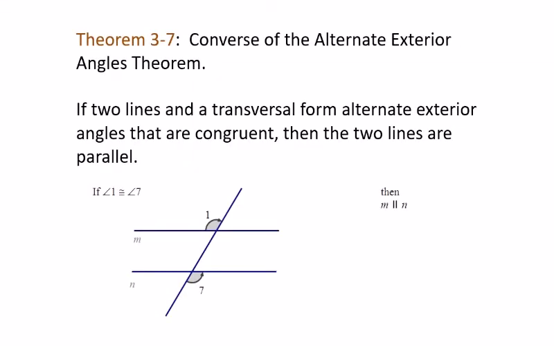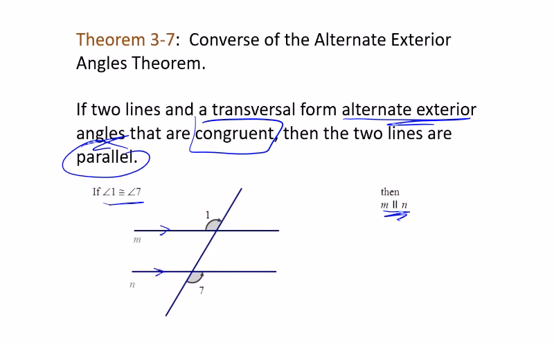And finally, theorem 3-7, the converse of the alternate exterior angles theorem. So if two lines and a transversal form alternate exterior angles that are congruent, then the two lines are parallel. Okay, so in this case, if angle 1 is congruent to angle 7, then line M is parallel to line N. All right.